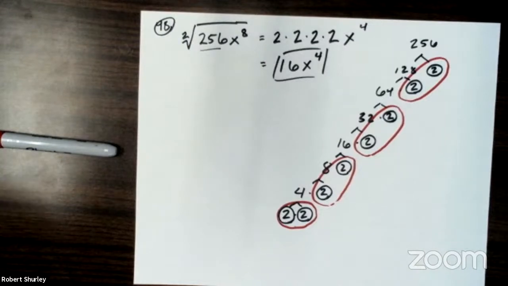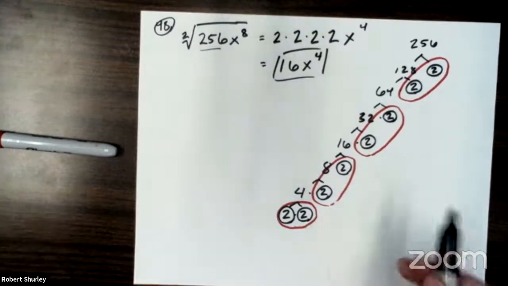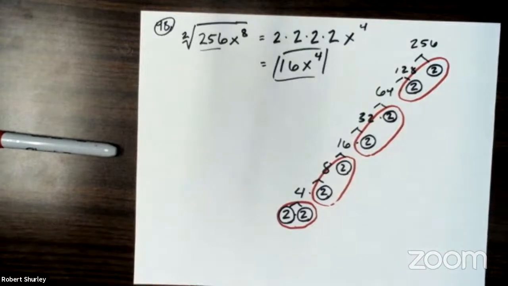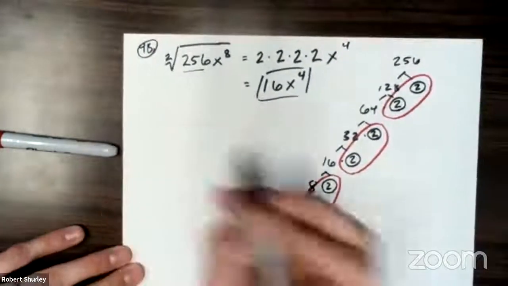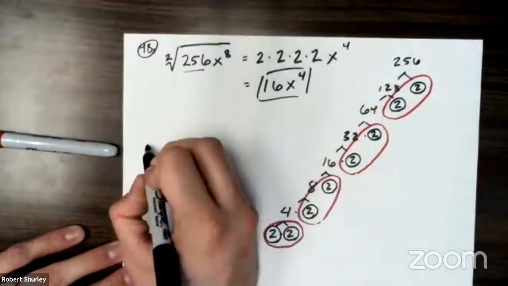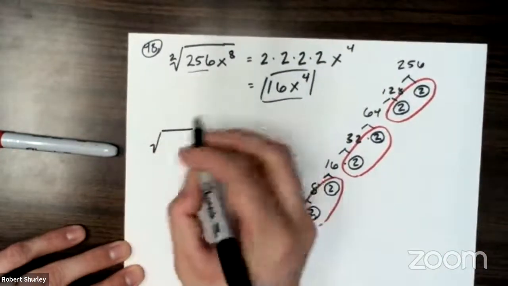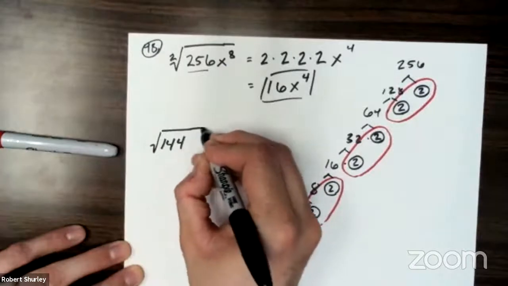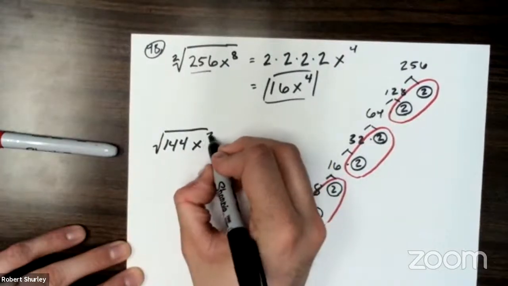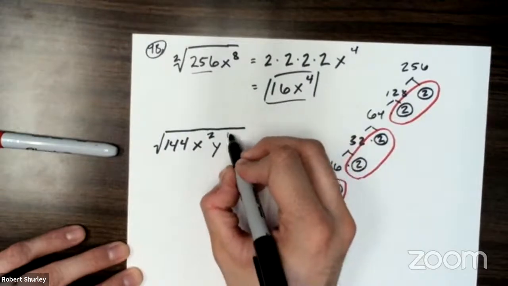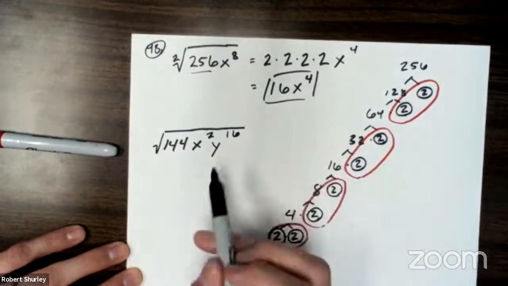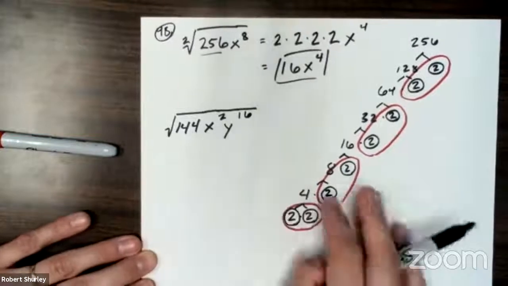No, that's not what I meant. Hold on. Okay, so let's say we did, well, I'm making this one up. So let's say we've got the square root of 144 x squared. Let's add another variable here. Let's say y to the 16. I want you to try this one now.